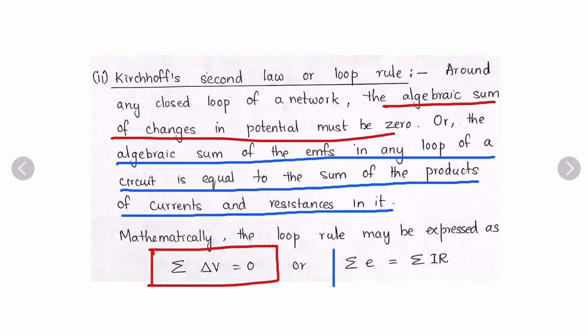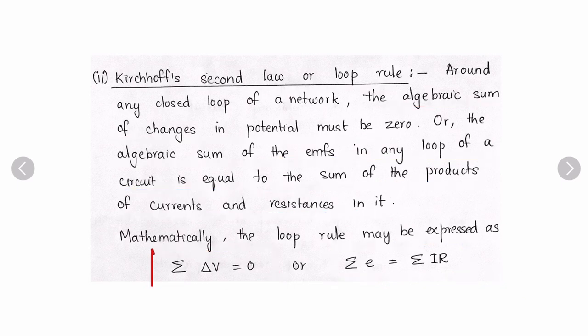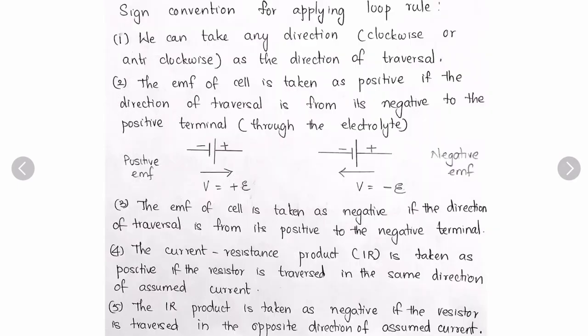To represent that, the second one is taken: the algebraic sum of EMFs is equal to the algebraic sum of products of currents and resistances. So with this introduction, let's further discuss this law. What is the sign convention? Let us see what the sign convention is.